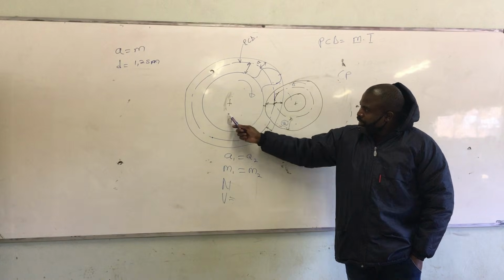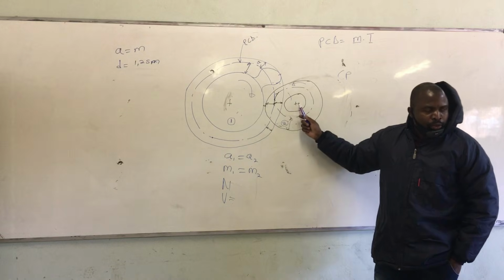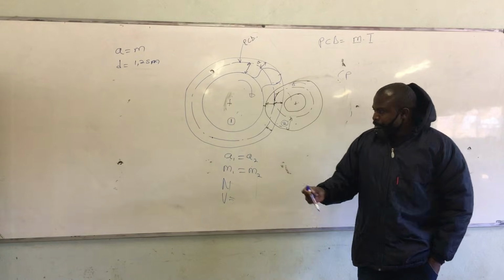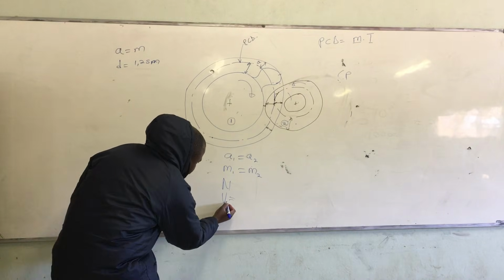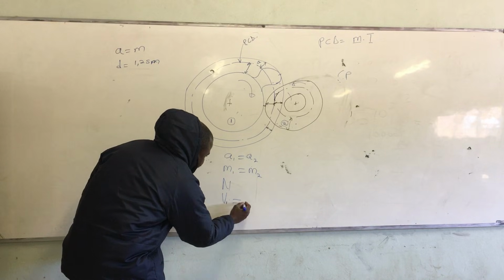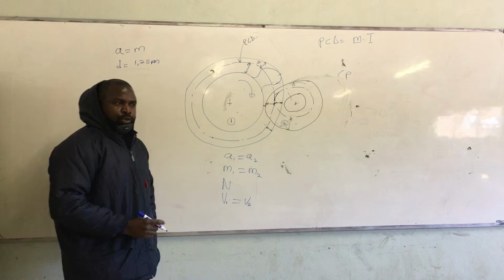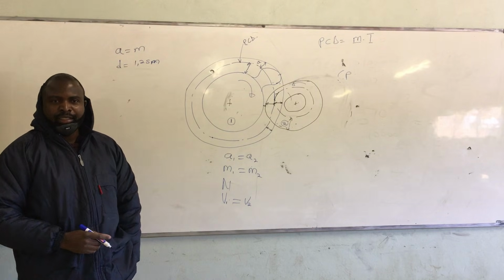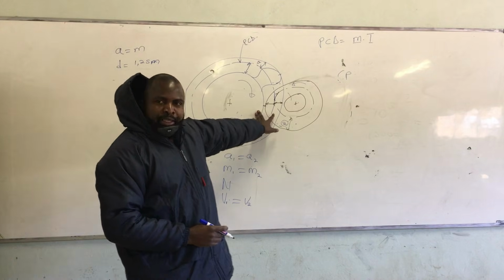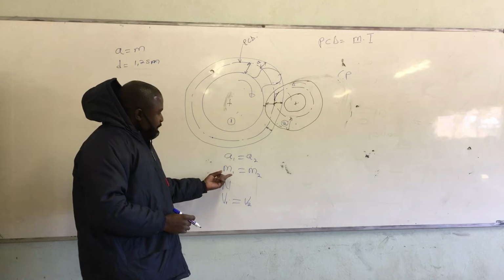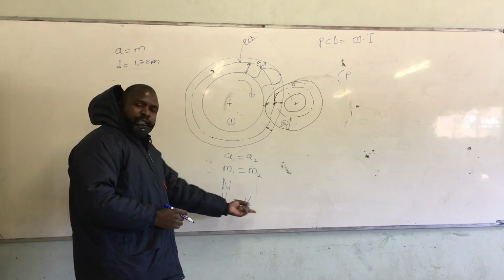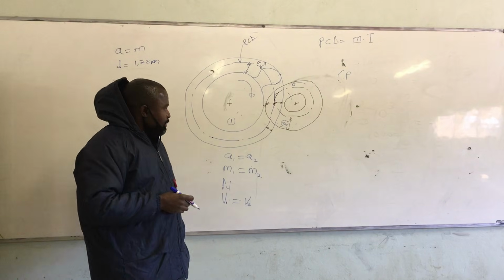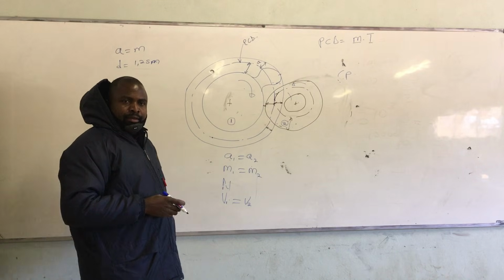This one, because it's rotating less, and this one will rotate faster so that it can cover the same distance covered by this one. Meaning velocity for one is the same as velocity for two. As long as these two are meshing together, the velocity is the same. So now, when the two gears are meshing together, we know module is the same, velocity is the same, but speed: the smaller one rotates more than the bigger one.